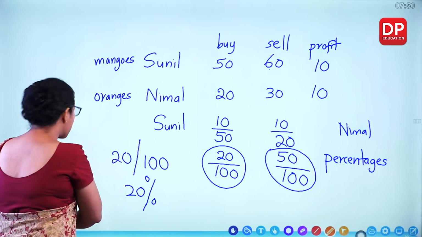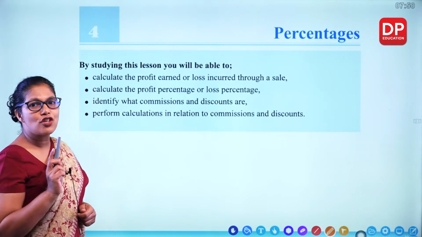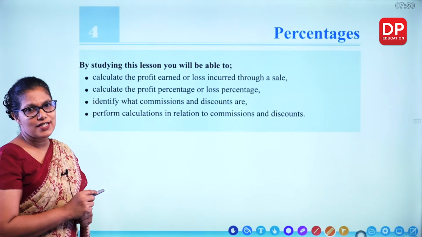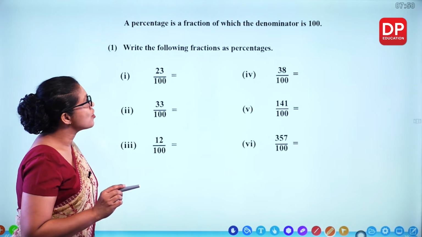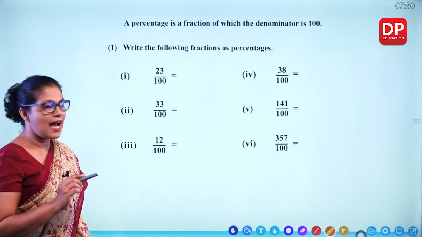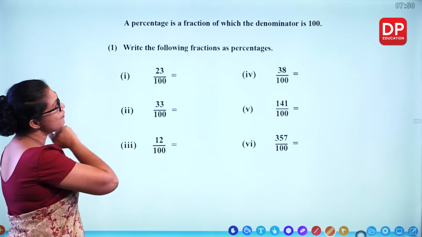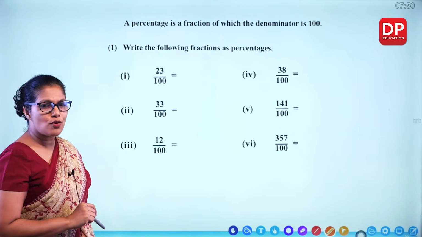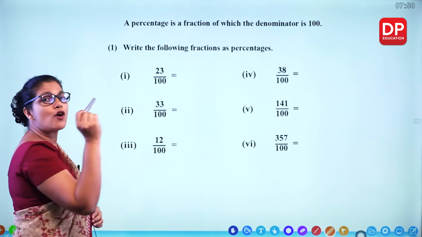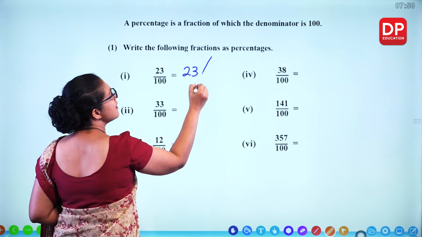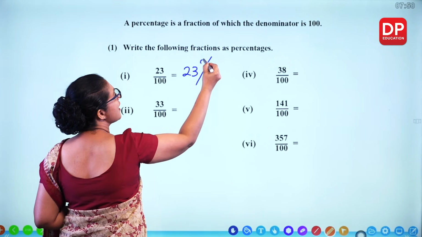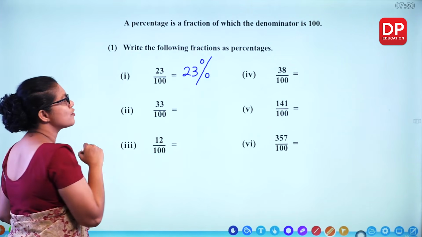What's the topic in your textbook? That's chapter 4, percentages. Let's take this one. So what are percentages? Fractions of which the denominator is 100. Write the following fractions as percentages. So 23 out of 100. How can I write this? 23 out of 100. So I can use this symbol. So 23%.